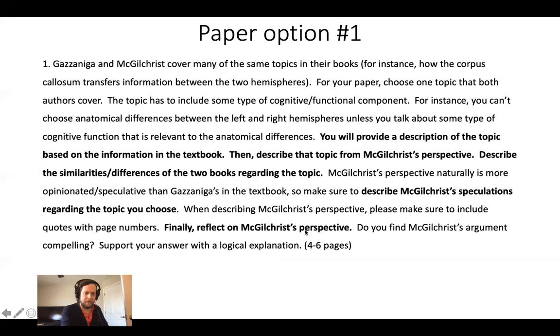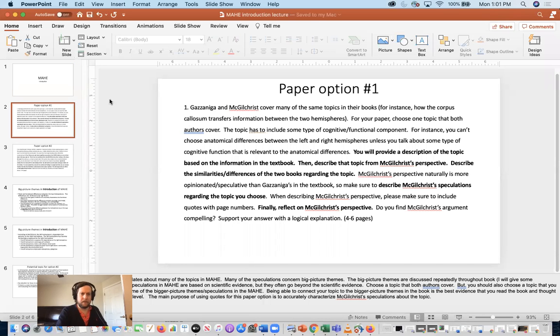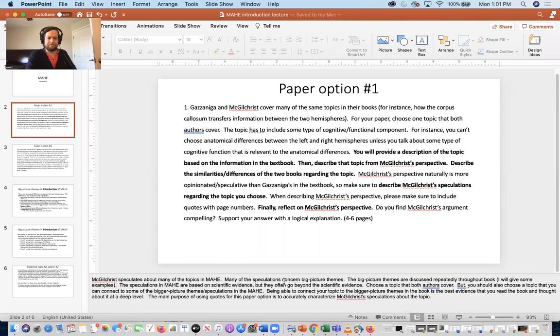So I have some stuff in the notes here. I want to just go over it real quick. I want to talk about the speculations a little bit more. Many of the things that McGilchrist speculates about in The Master and His Emissary are the big picture themes of the book.